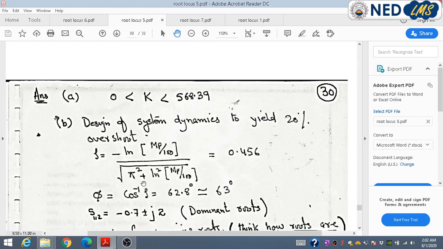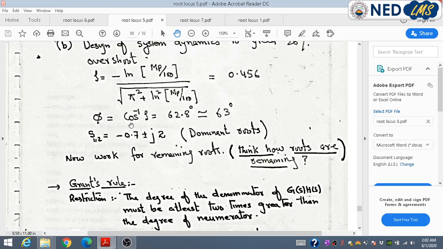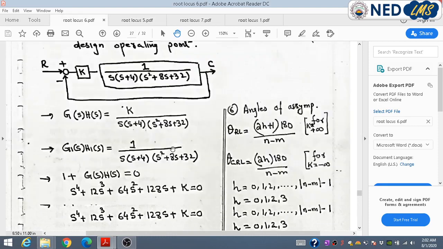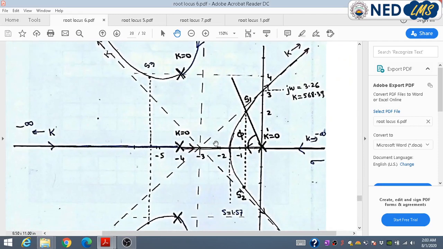First of all, by making use of this formula, we have to find out zeta, which is 0.46456. We know that the angle phi is equal to cos inverse of zeta. We discussed earlier, this gave us the angle 62.8 degrees. In the given root locus, we have to draw a line which makes an angle of 63 degrees with the negative real axis, which intersects the root locus at a point. The point of intersection gives us the roots that will ensure a 20% overshoot.